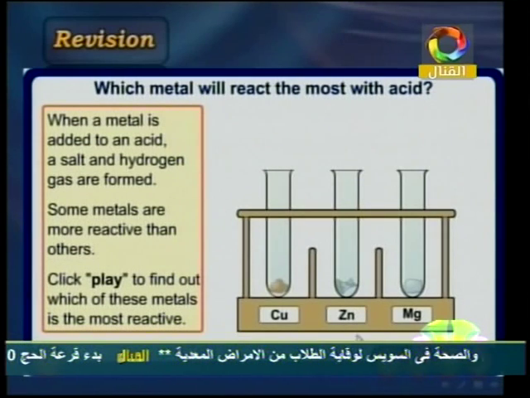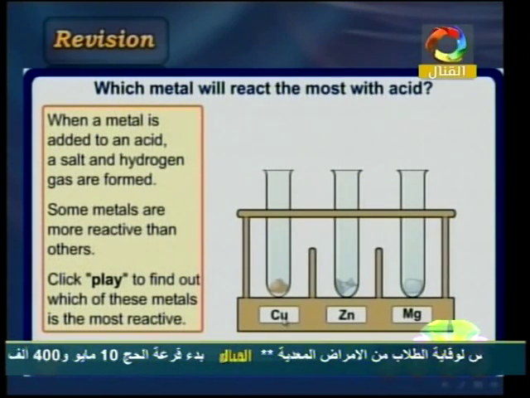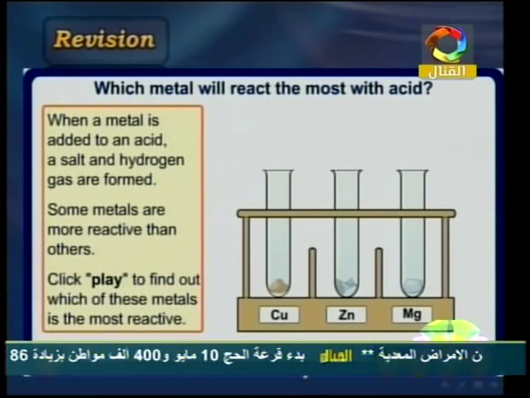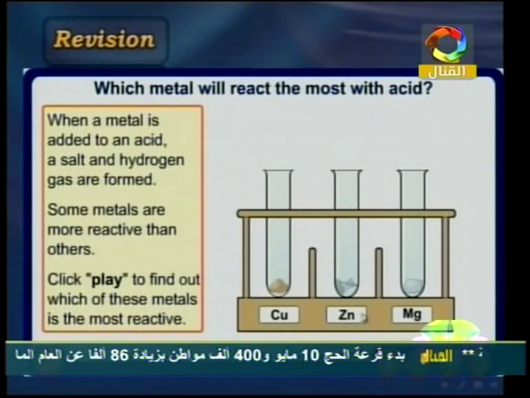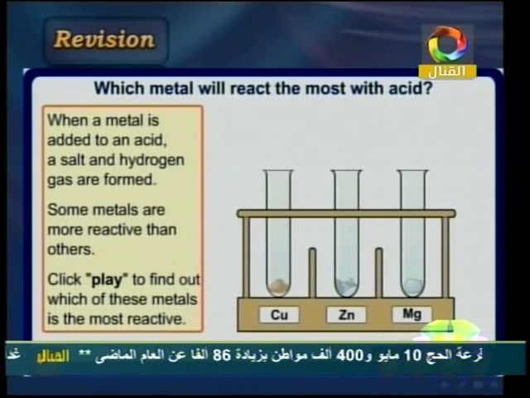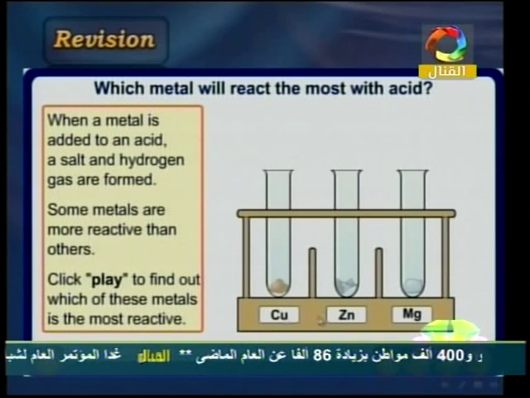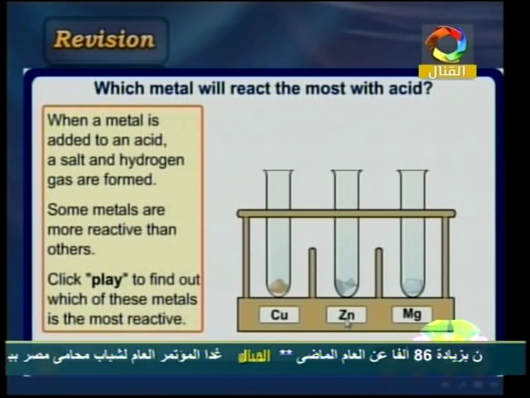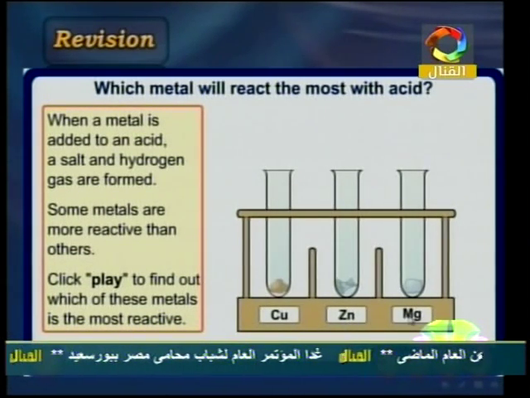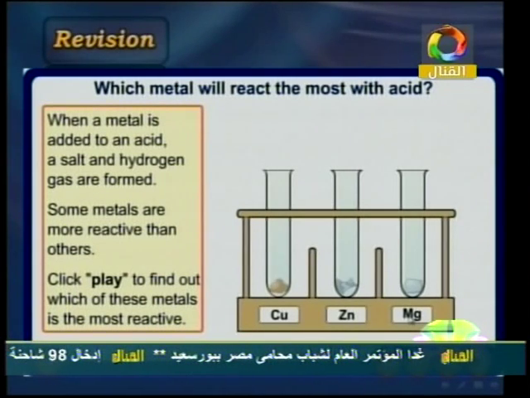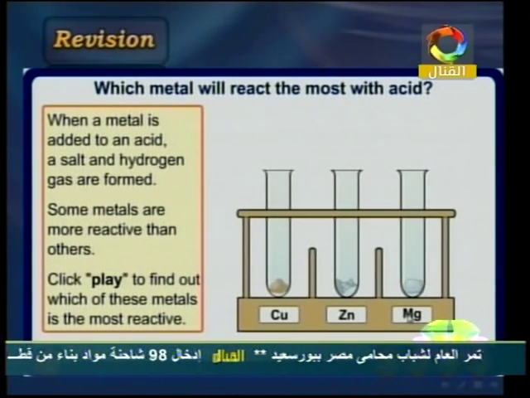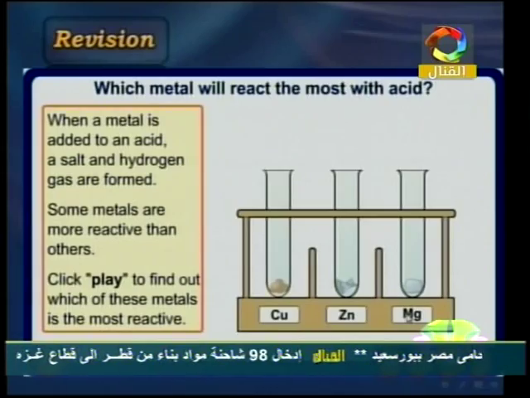Here we have a question first. The first one is copper, the second one is zinc, the third one is magnesium. Cu is copper, zinc is Zn, and we have Mg, the symbol of magnesium. Which one is found before hydrogen?